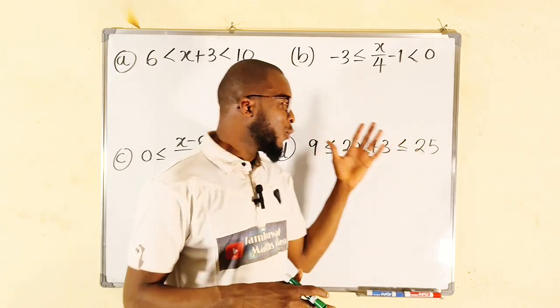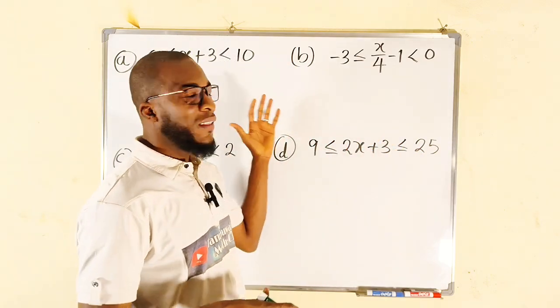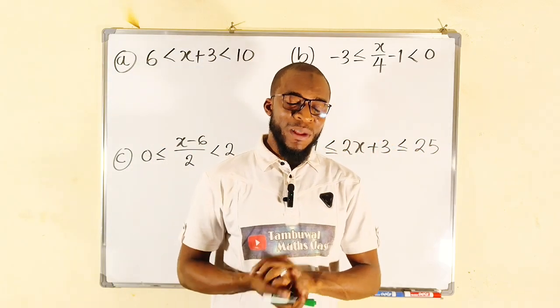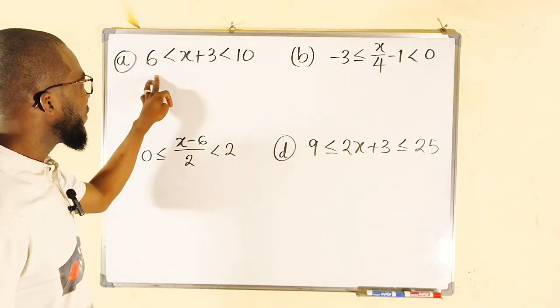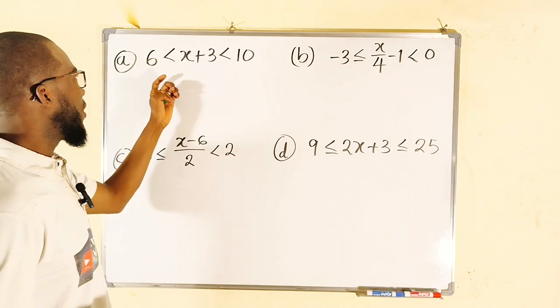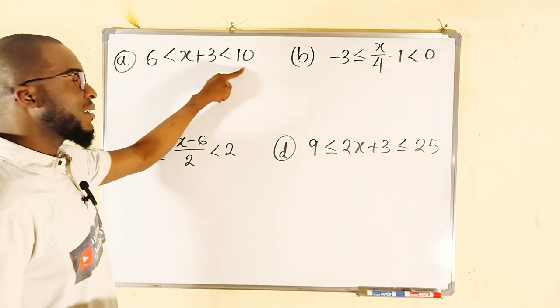Today we are going to solve these four problems, and you can see they contain a closed interval. All right, let's get started. We have the first problem. We would like to solve the inequality 6 < x + 3 < 10.